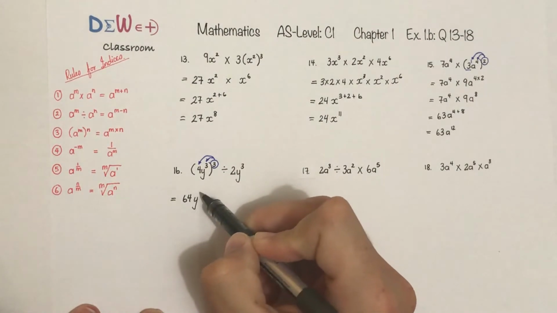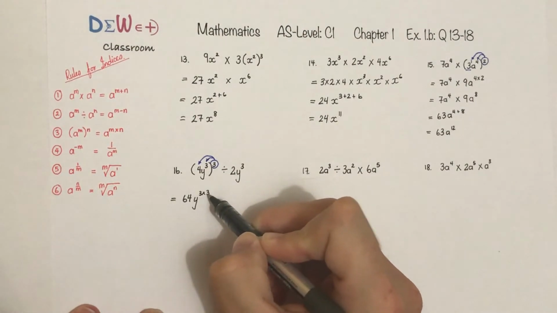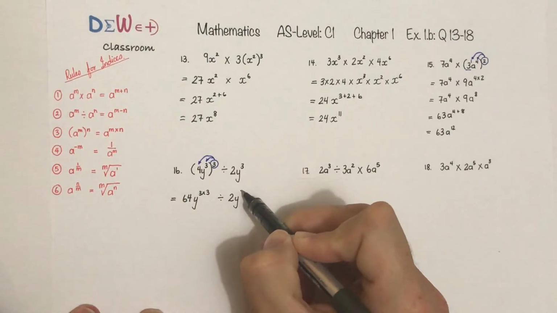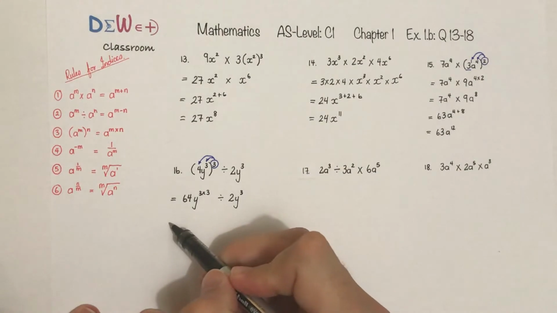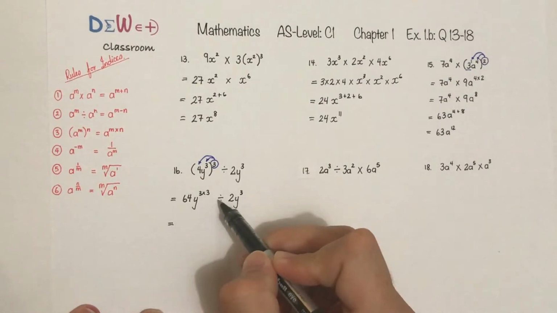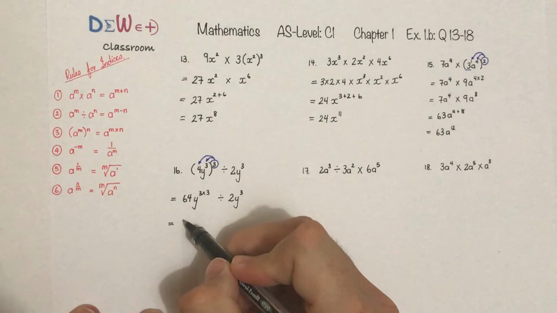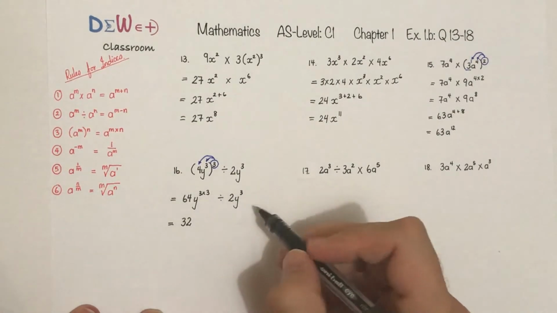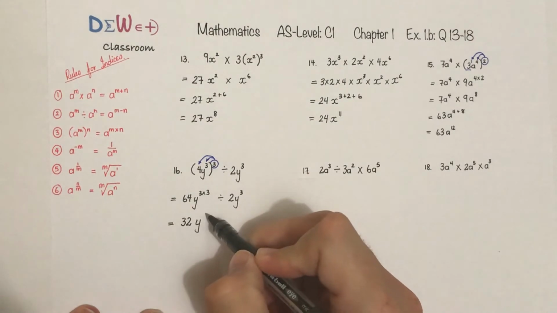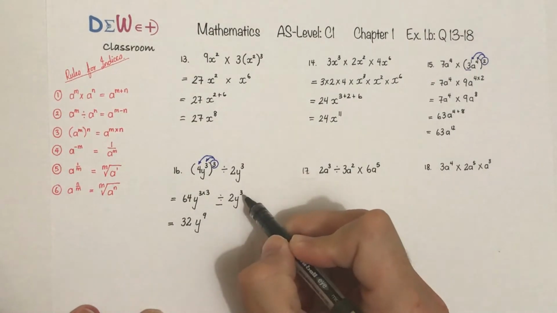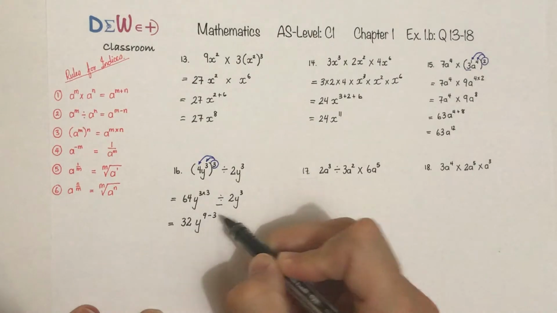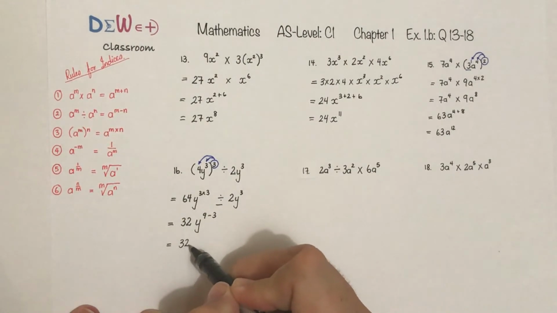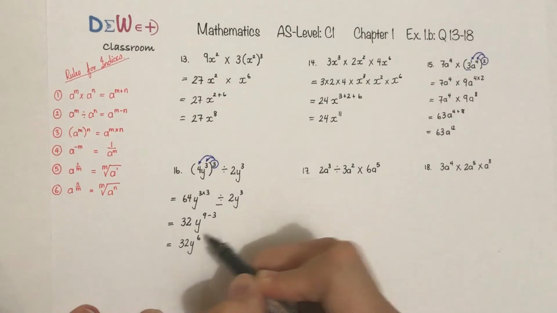y to the power 3 times 3, divided by 2y to the power 3. This gives us 64 divided by 2 is 32. Y to the power 9. And this is a division, so it is minus 3 from the y cubed, resulting in 32 y to the power 6.